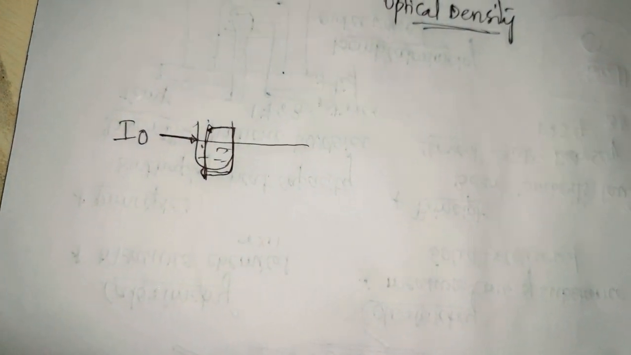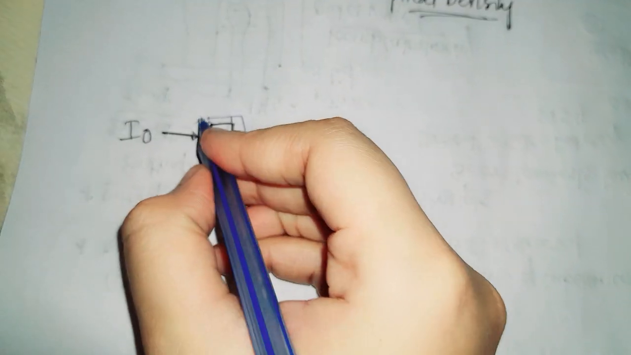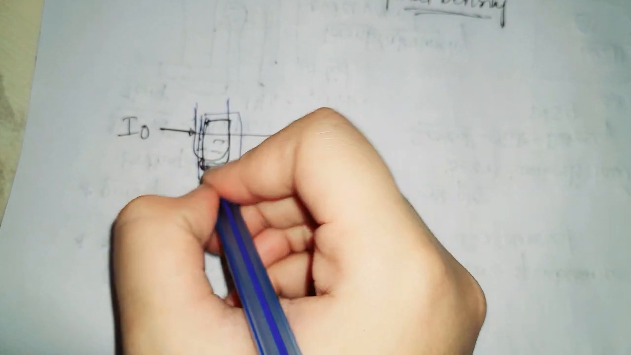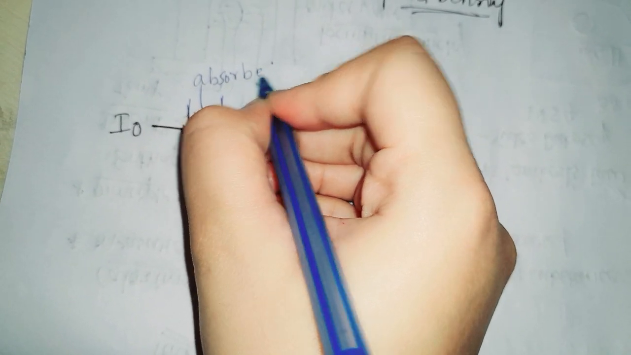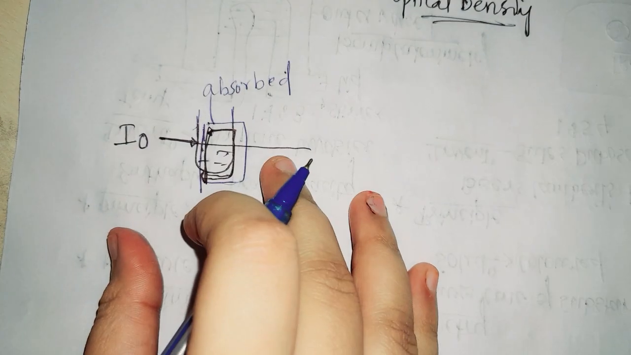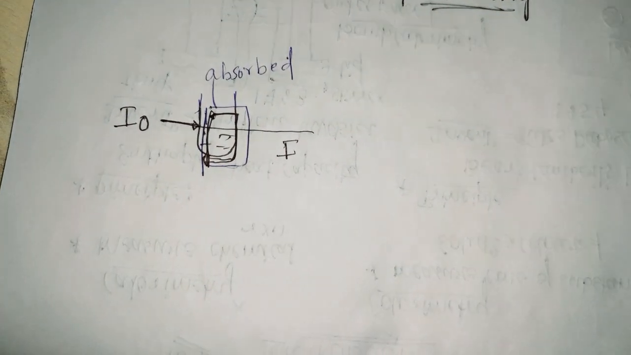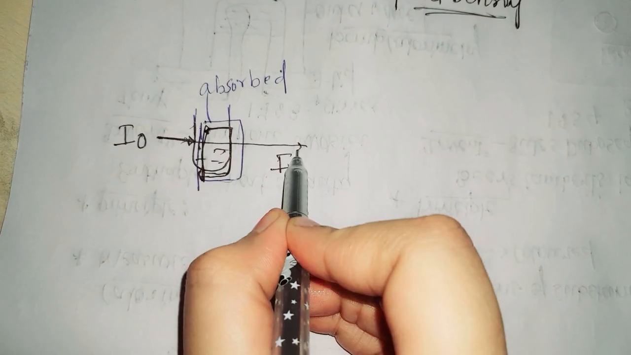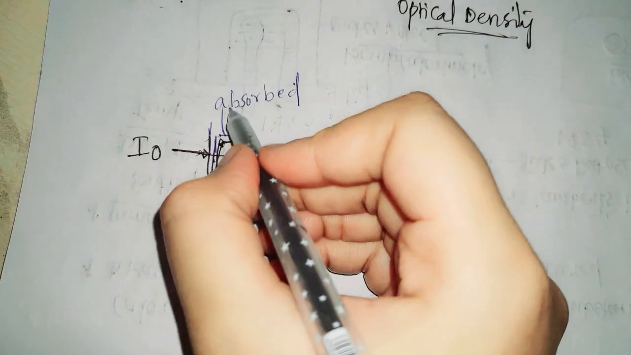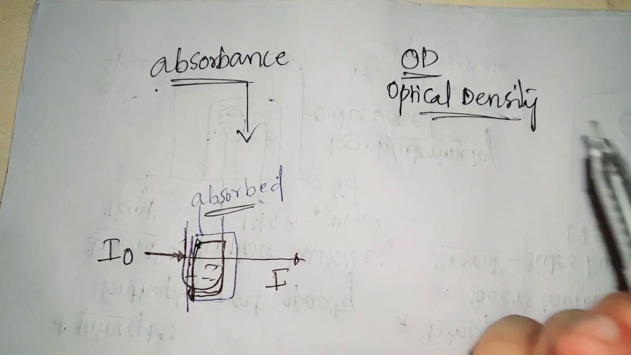So let me change the pen here. See, I'm indicating with the blue. The sample is there, but indicating with the blue means something is absorbing. The light is getting absorbed. Here some light is getting absorbed and we are getting some transmitted light, that is I. So incident light is falling down and then transmitted light is released. Some light is getting absorbed, that is measured by the absorbance.